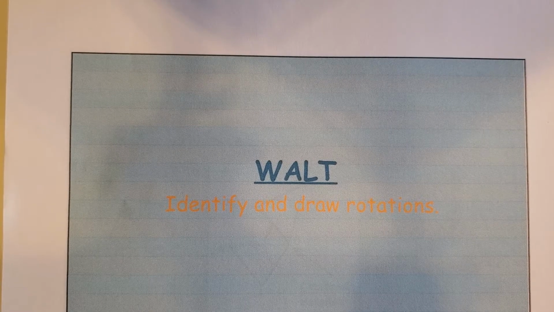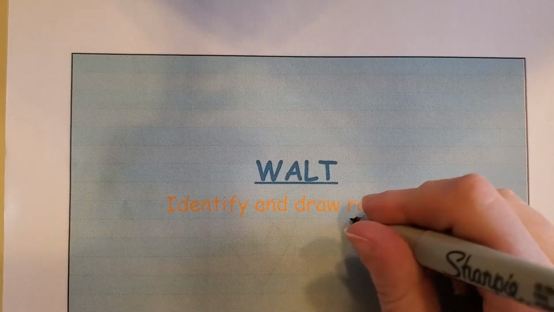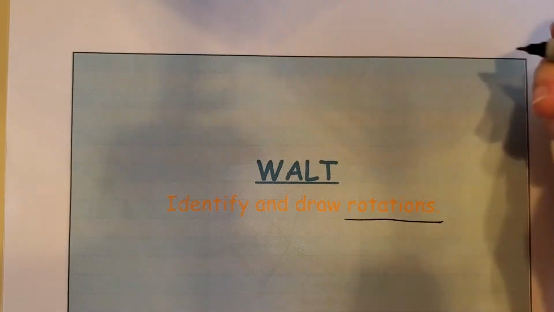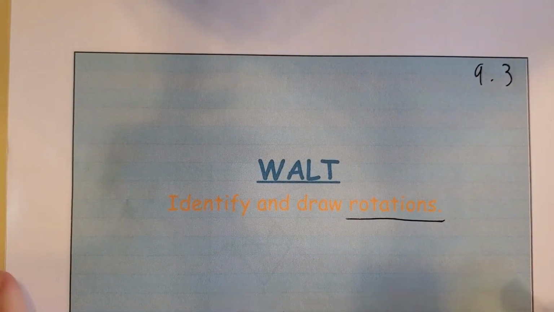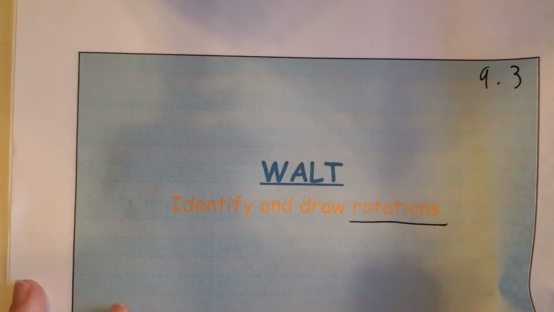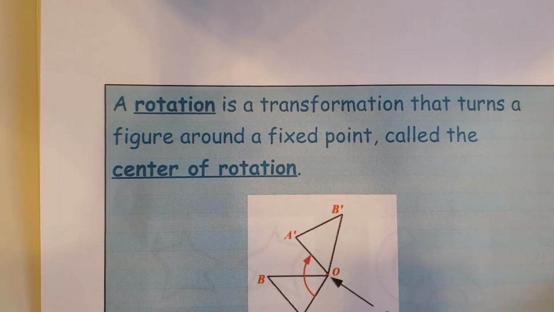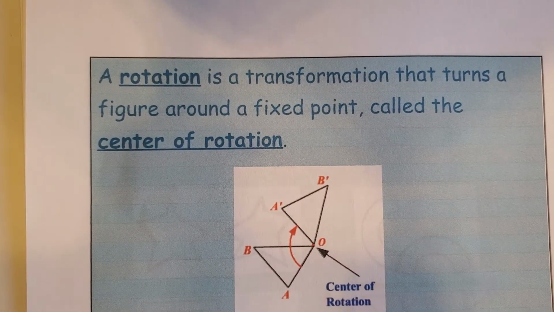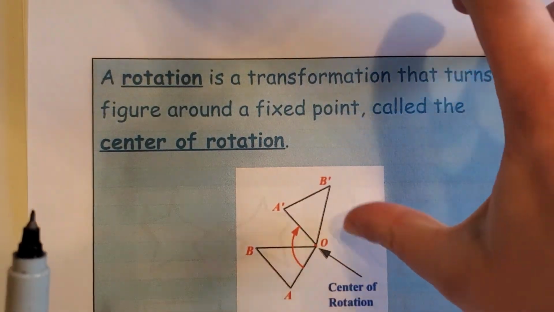Hi again. More transformation stuff to talk about today. Today we're talking about rotations, and this is coming from section 9.3. All right. I think rotations are pretty self-explanatory. You're rotating something, so you're just kind of spinning it.